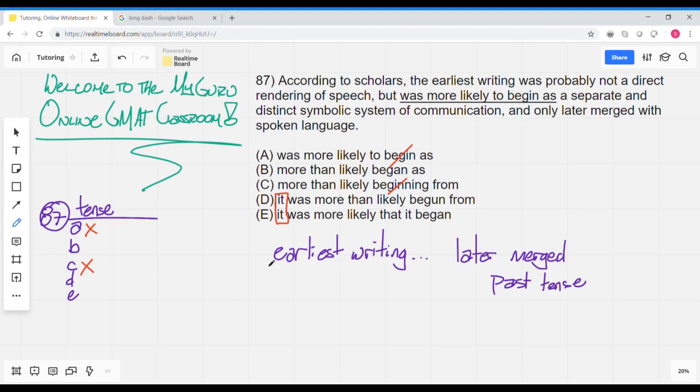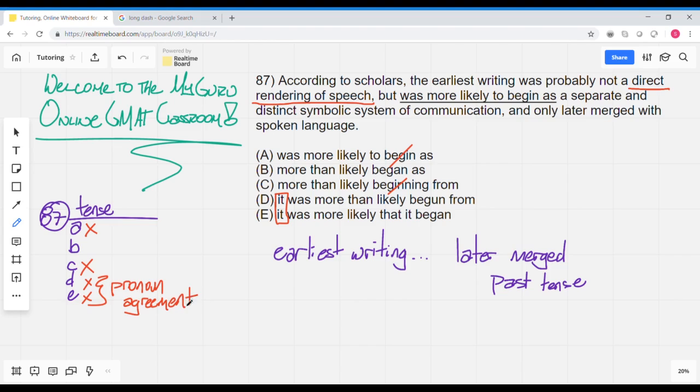So we've got this pair of its, and when we read the sentence using the it, we say, according to scholars, the earliest writing was probably not a direct rendering of speech, but it was more likely that it began, or it was more than likely begun. Now, the it always has to refer back to the closest possible antecedent or noun, and the closest noun in the original is this direct rendering of speech, and that's not what we're talking about. We're talking about the earliest writing. So this it is an incorrect pronoun agreement.